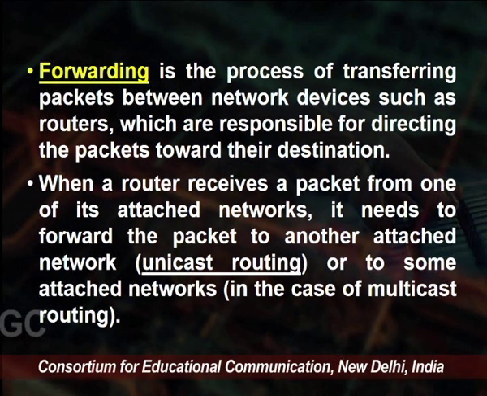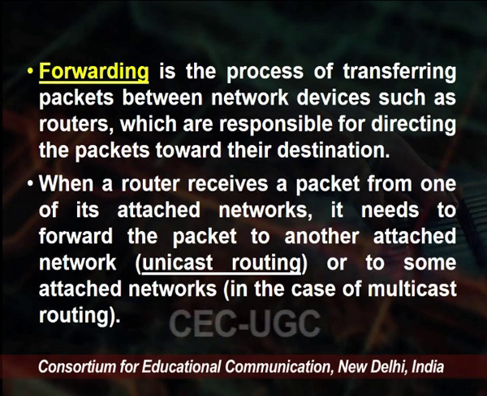And when a router receives a packet from one of its attached networks, as was shown in the figure, it needs to forward the packet to another attached network, and this is more commonly known as unicast routing, or maybe to some of the attached networks. So, if the packet is forwarded to one network, it is unicast routing, and if it is forwarded to more than one network, some of the attached networks, then in that situation it is known as multicast routing. So, whether it is multicast routing or unicast routing, the router is basically responsible for this.